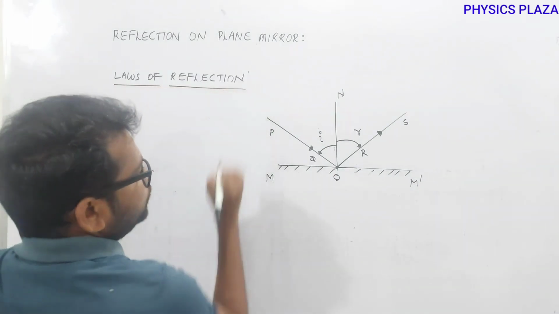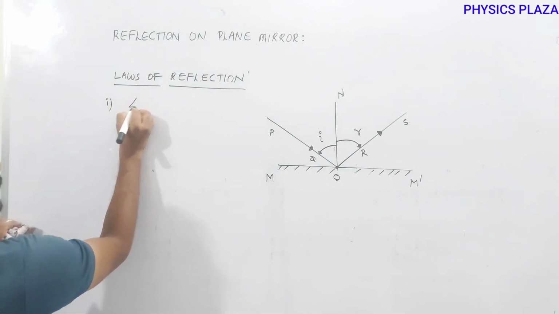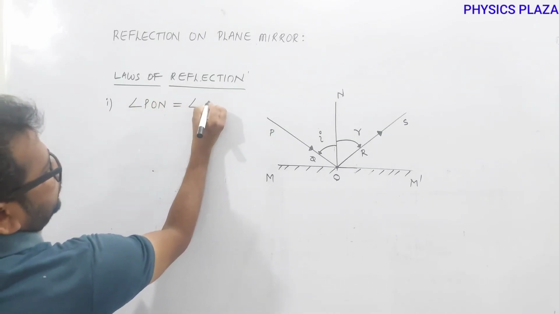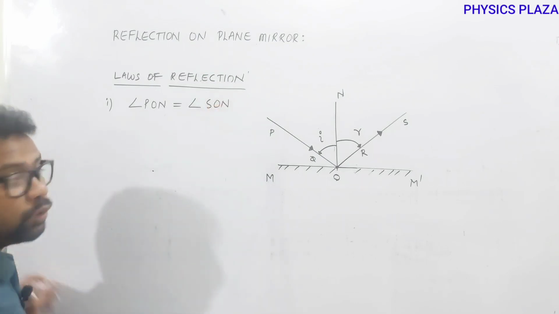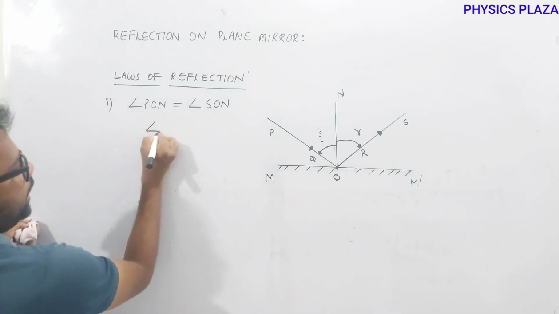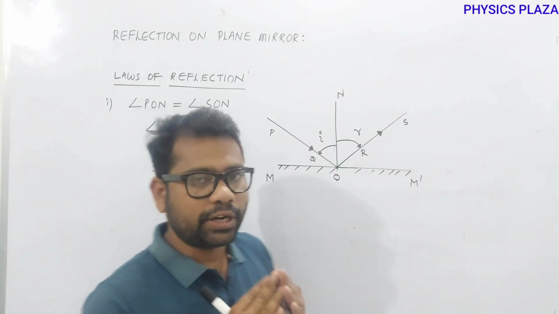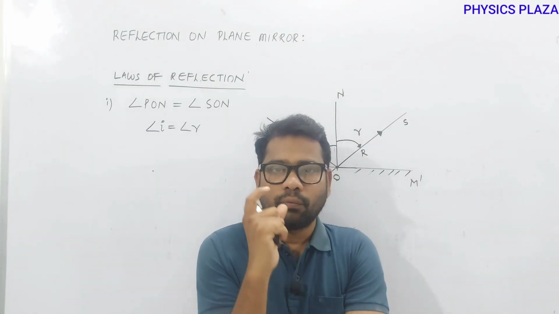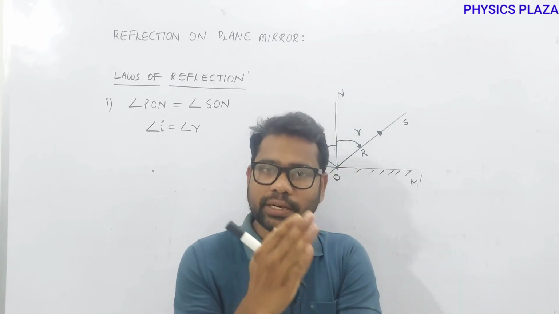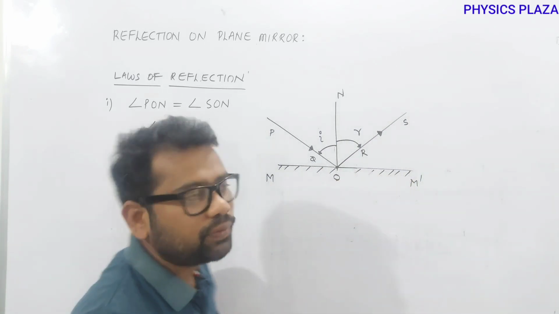Fine, children. Now we see the laws of reflection. According to the first law of reflection, this angle PON must be equal to the angle SON. Angle PON is the angle of incidence. That means the angle of incidence is always equal to the angle of reflection. Children, it's very important. You may get one doubt: sir, what happens when light is incident on a rough surface? Whatever may be the nature of the surface, either rough or smooth, the angle of incidence is always equal to the angle of reflection.